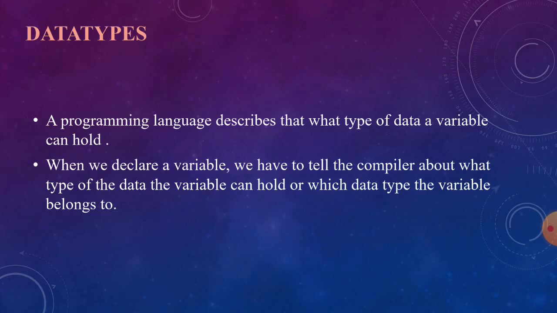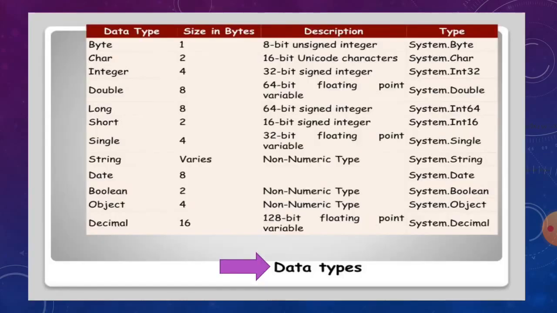Okay. So if you want to see the data types in VB, here is the small tabular format. Here: data type, and size in bytes, how much size it occupies in the memory. So here we have Byte. Byte is one of the data types which occupies 1 byte in memory. A byte is used to store an 8-bit unsigned integer.